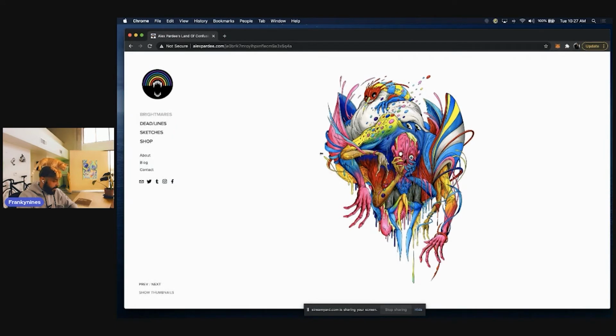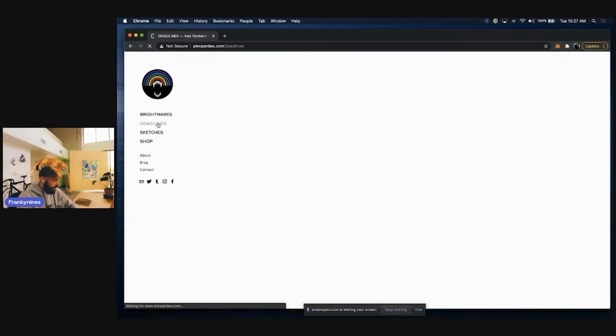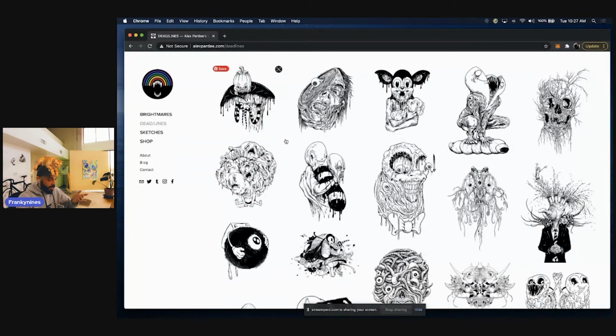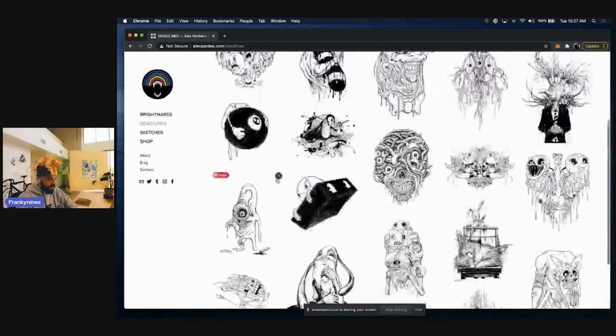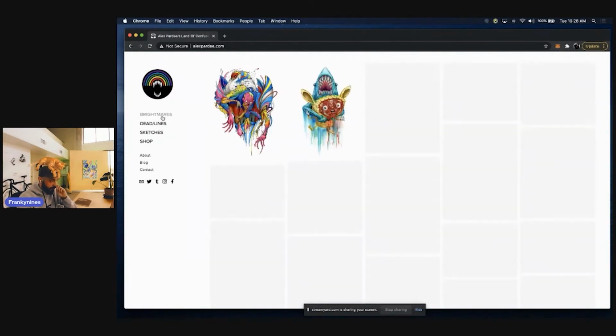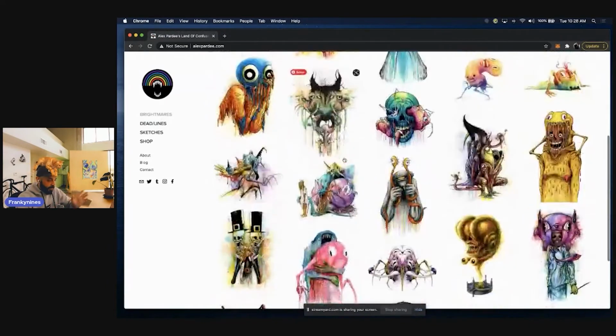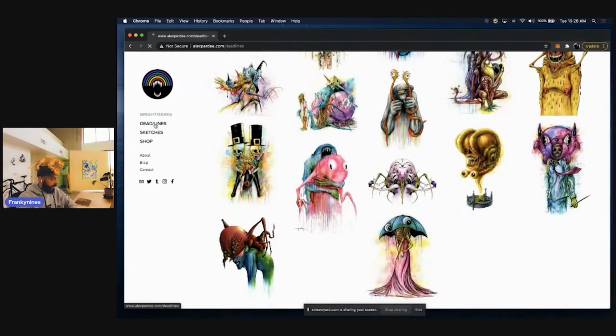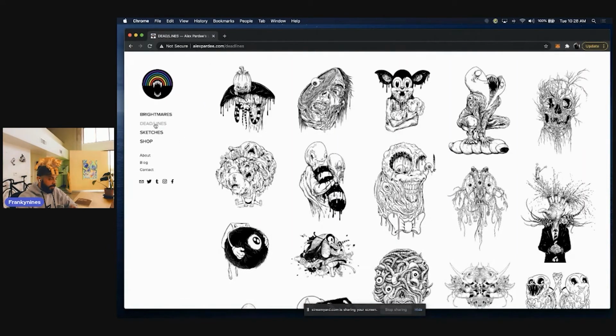Doesn't look like we have any information on them, like the title or the size or dates or anything, but let's look at some of the deadlines. Again, a lot of consistency. It looks like instead of organizing his work by the year, he's organized his work by the theme or the project. Bright mirrors being his very colorful monsters, and then the deadlines being these more black and white sketches, which are all still very tight and still all fit.